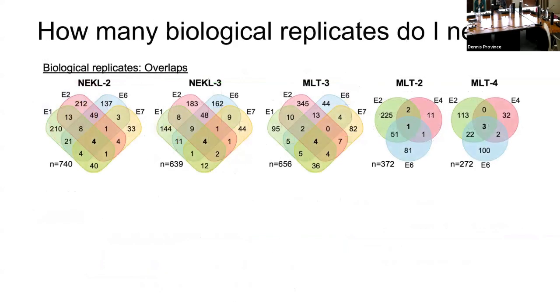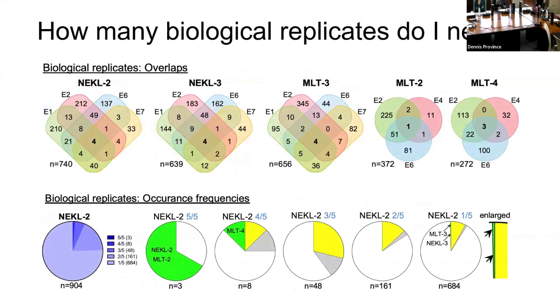Okay. This, I'm kind of going to go through ridiculously quickly. The question is, how many biologic replicates do I need? And here's my answer to that: one good one. One good one trumps a half a dozen mediocre ones. And let me show you why I say that. Don't worry about these, okay? Take a look at this. This is just Neckel 2.